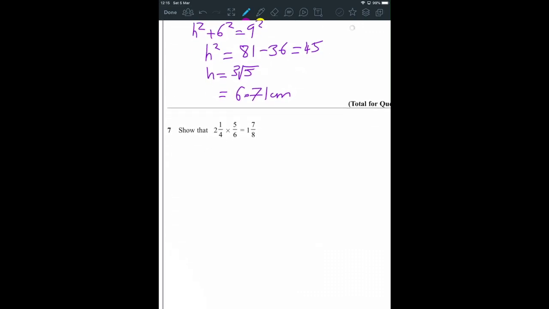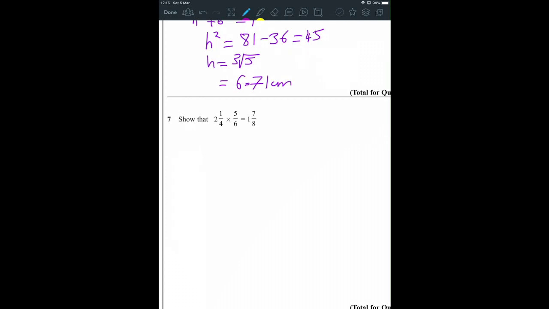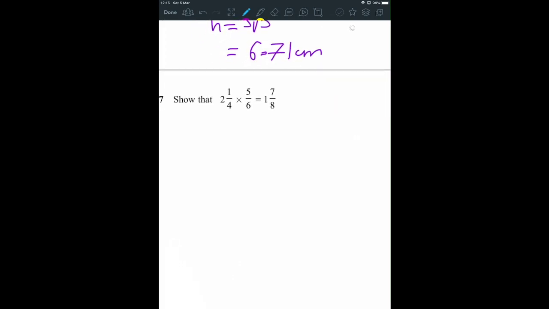Show that fraction question. 2 1/4 times 5/6. Every time we have fractions, we have to convert to improper fractions first. 2 1/4, well, I've got 4 quarters in each of the 2s, 8 quarters, and an extra 1. 2 1/4 is 9 quarters times 5 over 6.